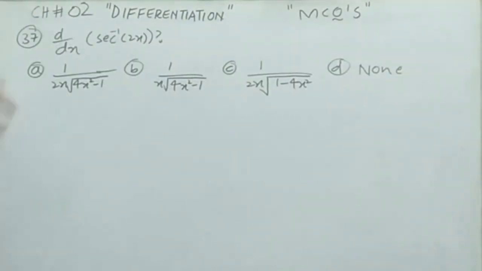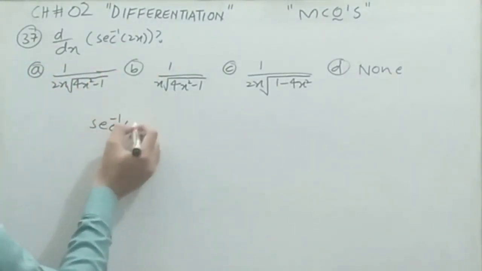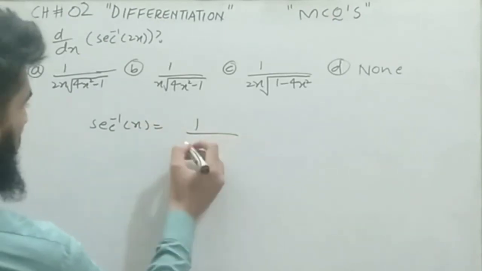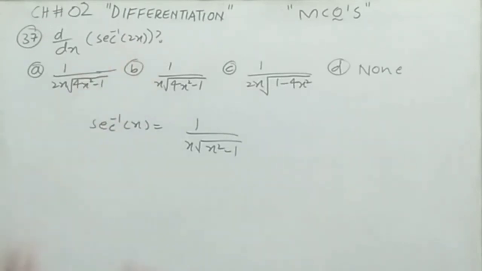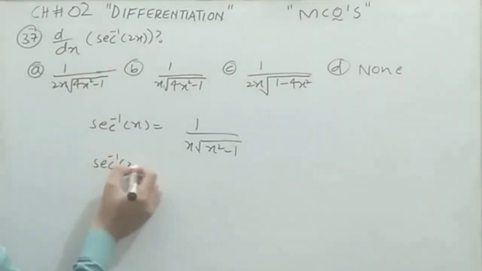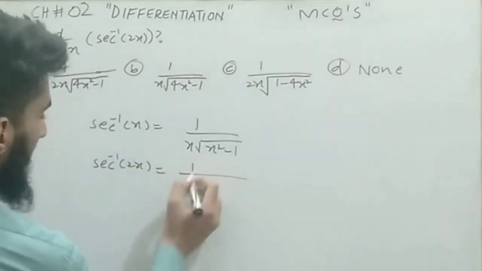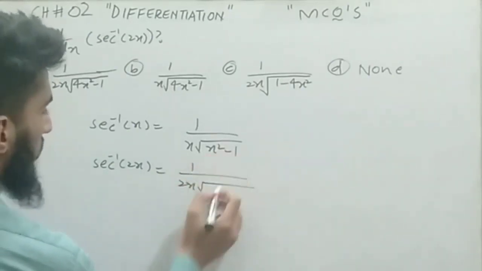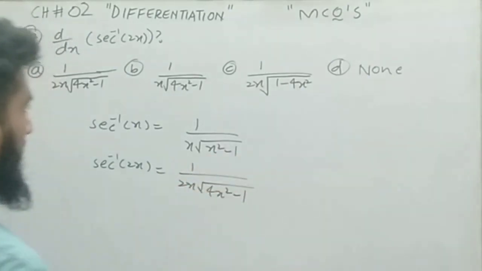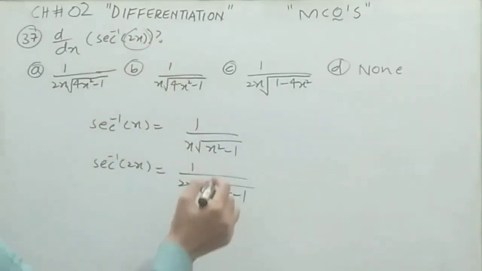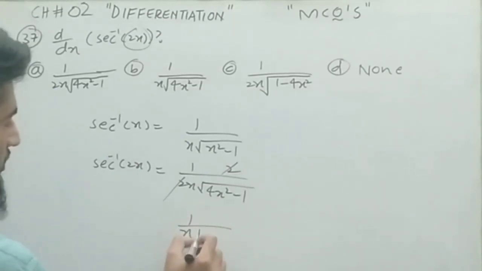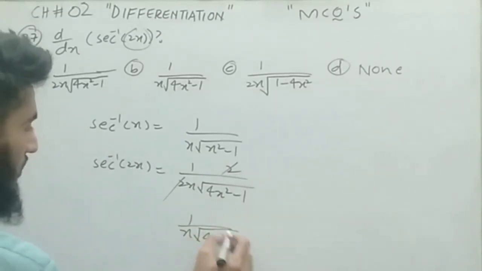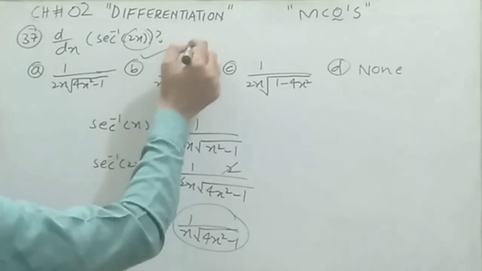Now move toward MCQ number 37. The derivative of secant inverse 2x will be. Remember that the derivative of secant inverse x is always equal to 1 over x under root of x square minus 1. But the function used here is 2x, so replace x with 2x. So 2x whole square gives us 4x square minus 1. Also take the derivative of the inner function 2x, which is 2. The 2 cancels out with the 2, and we are left with 1 over x under root of 4x square minus 1. This is the required derivative. Option B is the right option.